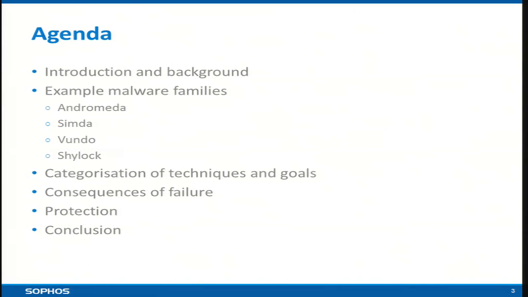We'll then take a more high-level look and generalize some of the techniques being used and what the malware families are trying to achieve. We'll then do a similar thing with the consequences of what happens to us if we fail to realize that we're observing inaccurate or decoy behavior, before having a look at a few things we might be able to do to protect ourselves against these kinds of attacks, and then finishing with a conclusion.